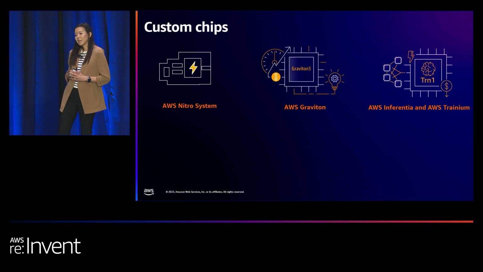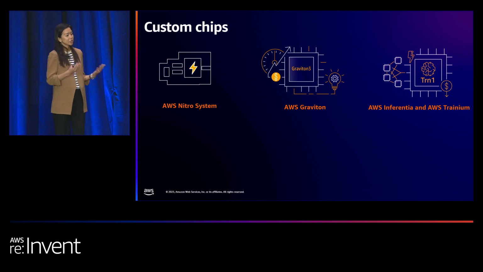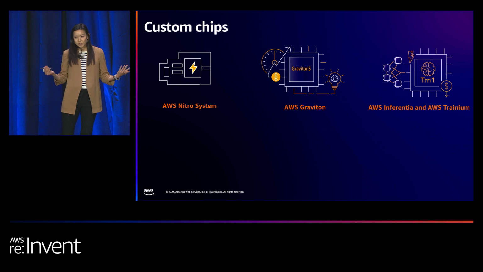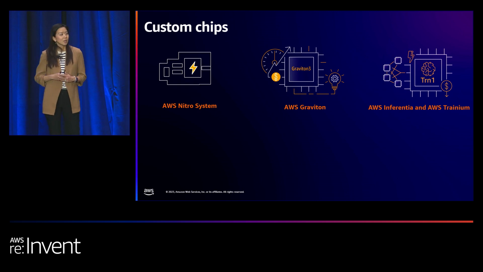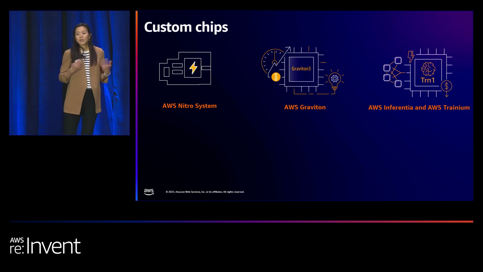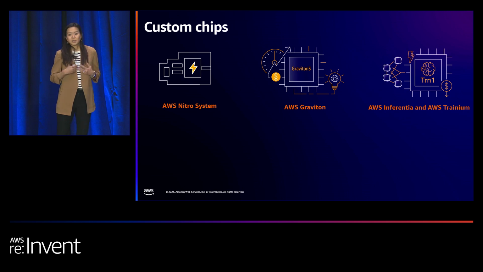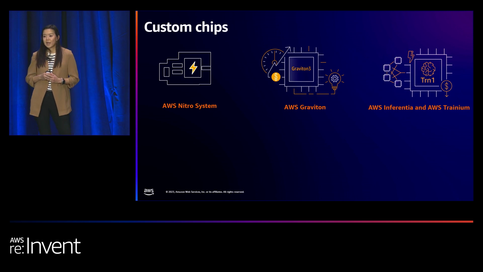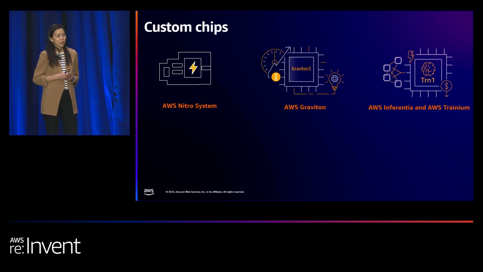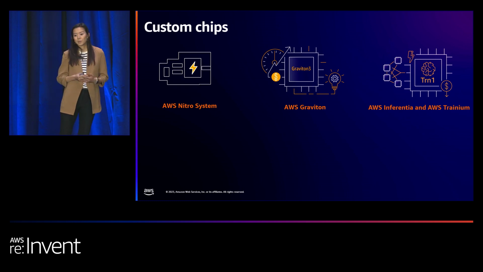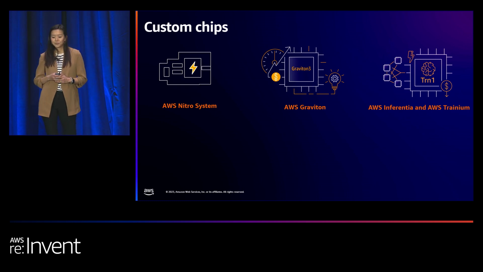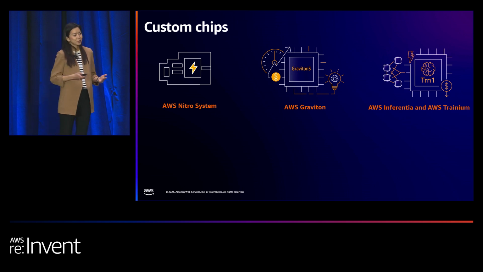We then launched the AWS Graviton processor, which is our general purpose CPU, which we'll talk about at length today. And most recently, we've developed chips that are purpose-built for machine learning acceleration. AWS Inferentia, which addresses deep learning inference and generative AI applications, and AWS Trainium for high-performance scale-out training requirements. And there are many reasons why we've invested in building custom silicon.